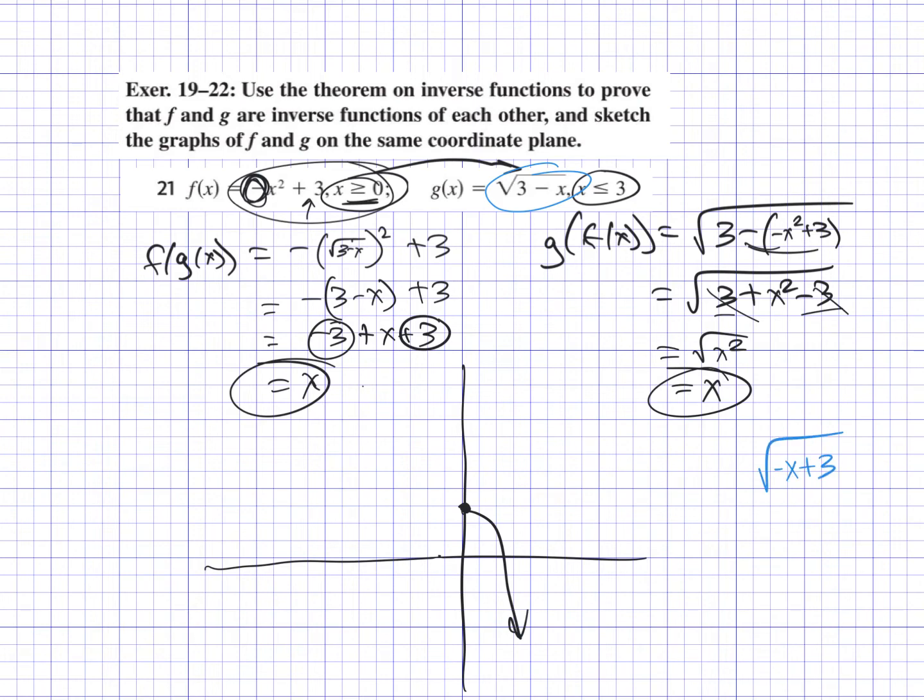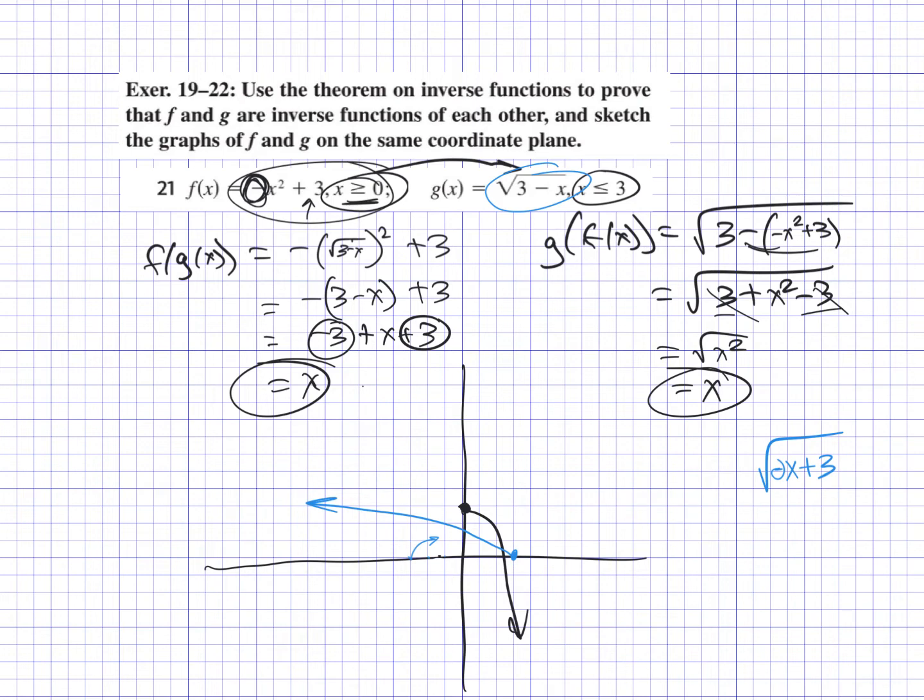Okay, so the square root function, this is shifting to the left 3, 1, 2, 3, and it would go like this, except the negative on this reflects it horizontally. So we're reflecting this back over to this position and going like that. So that's what it would look like. So those are your two functions, and they're inverses of each other.